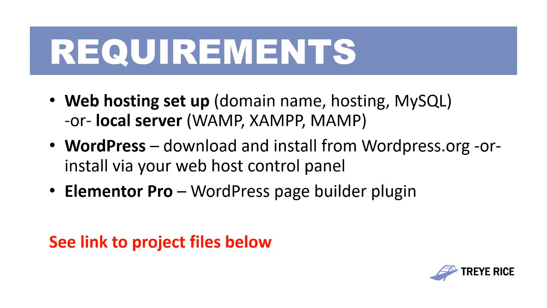You're going to need WordPress installed, so you can download that from wordpress.org. Or you can install it via your web host control panel. GoDaddy has an option for that. You're also going to need Elementor Pro. This is the WordPress page builder plugin that allows you to quickly build these types of pages. See the link to the project files below in the description.